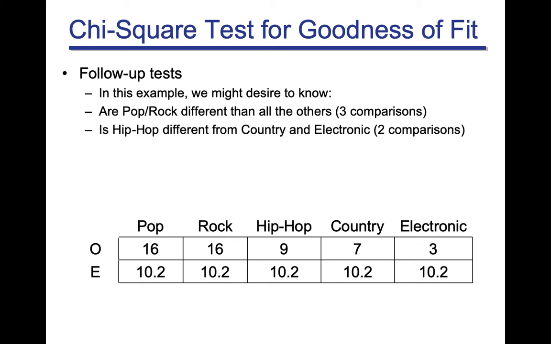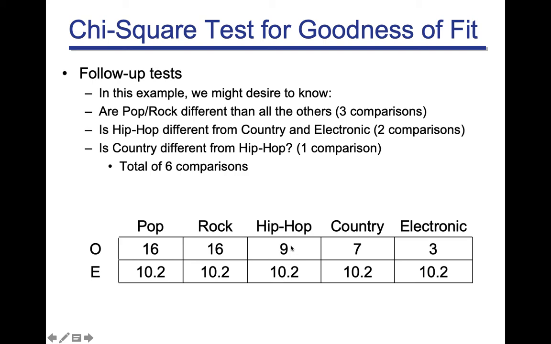Another example we could ask is, is hip hop different from country? And is hip hop different than electronic? That would be 2 comparisons. Or we could just do, is country different than hip hop? Okay, just examples. So if we wanted to test all of those, there would be 6 total comparisons.